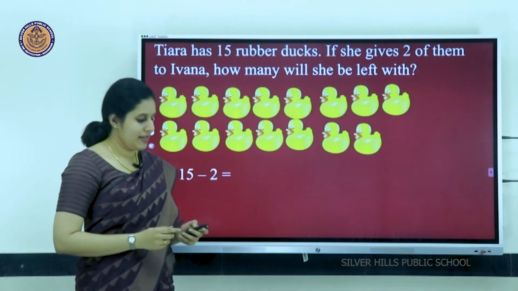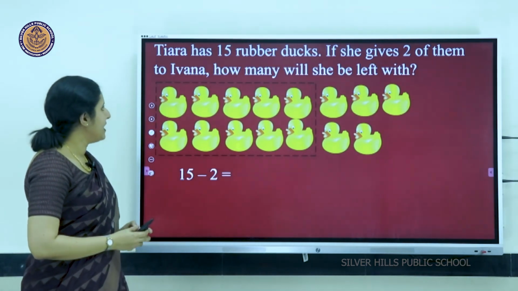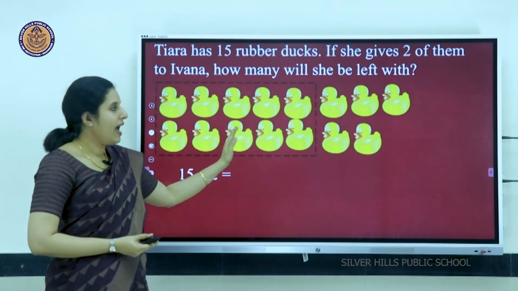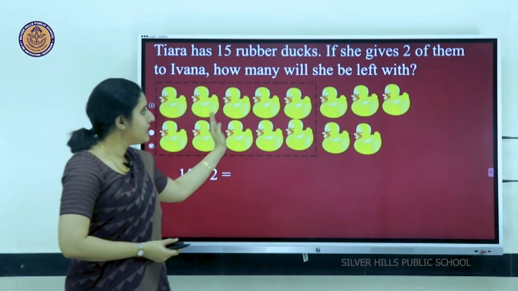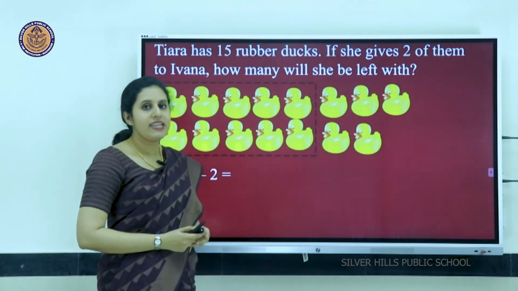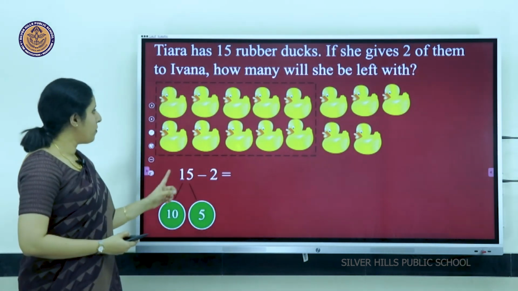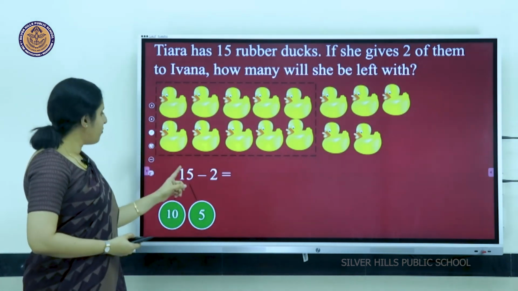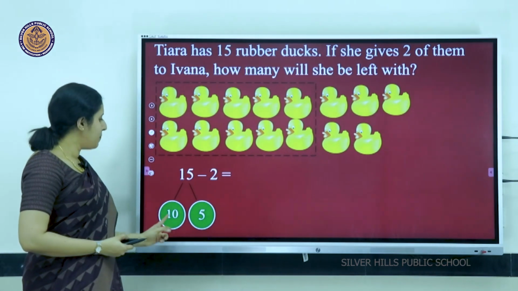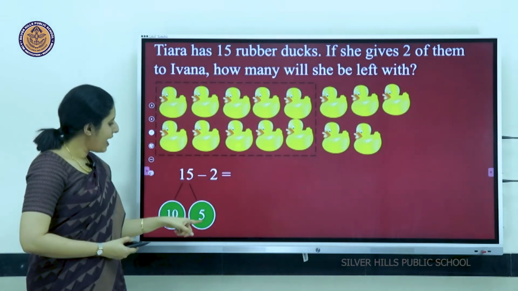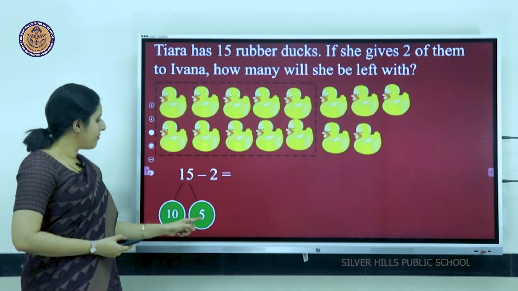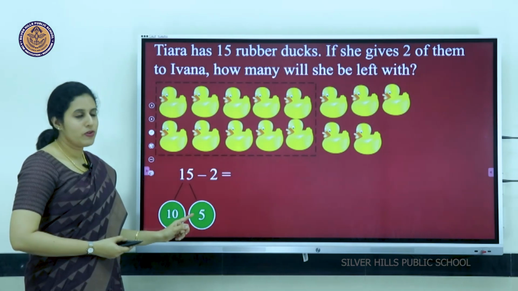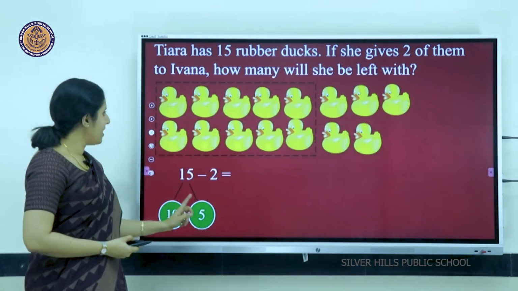Like in the previous example, what we will do here is we will separate these 15 ducks as 10 and 5. Why 10 and 5? We wanted a group of 10. This is how the method goes. First you want a 10. For that the number 15 is split as 10 and 5. You know 10 and 5 are the parts of 15. That is why you are writing this as the number bond here. So, 15 is 10 and 5.